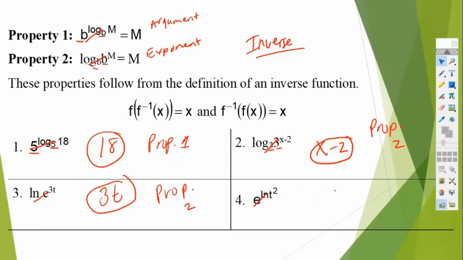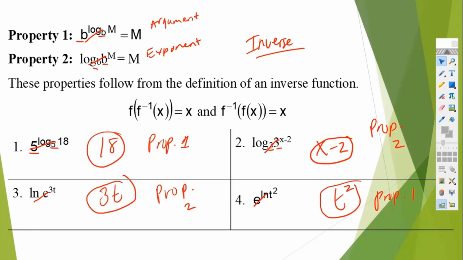So my argument is my solution, and that's property 1. When your argument is your solution, that's inverse property 1. When your exponent is your solution, that's inverse property 2. Got it? How do we feel about the inverse rule?